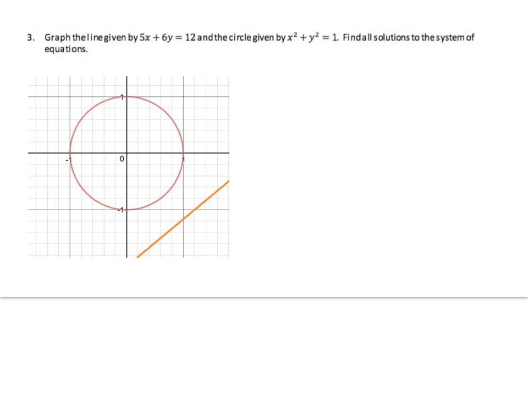And the circle given by x squared plus y squared equals 1. Find all solutions to the system of equations. I don't think this graph is right. I'm looking at it right now.